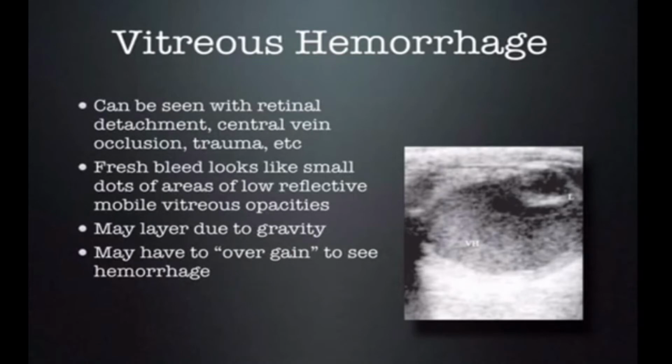Vitreous hemorrhage is also easy to see. This can occur with many conditions such as retinal detachment, central retinal vein occlusion, trauma, etc. Fresh blood looks like small dots of low reflectivity, and they're generally mobile. So if you have the patient move their eyes from side to side, you'll get swirling of the blood in the vitreous, and it'll be easy to see. It may also layer due to gravity. So again, it's fairly easy to detect. One thing you may have to do is turn the gain up so that you can really see it.